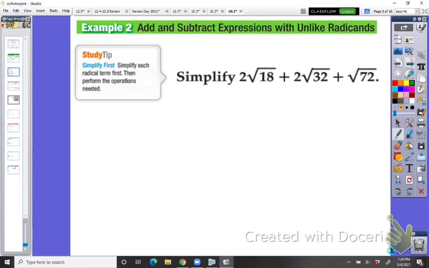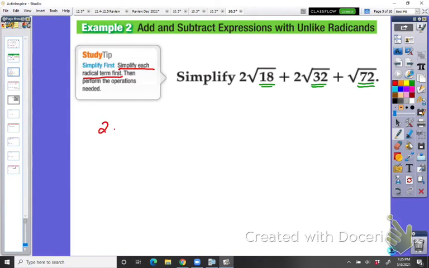The next section was still adding and subtracting, but notice the number underneath the radical was not the same in the beginning. So you need to simplify each radical first. And then you should have a number that's similar under the radical to combine.